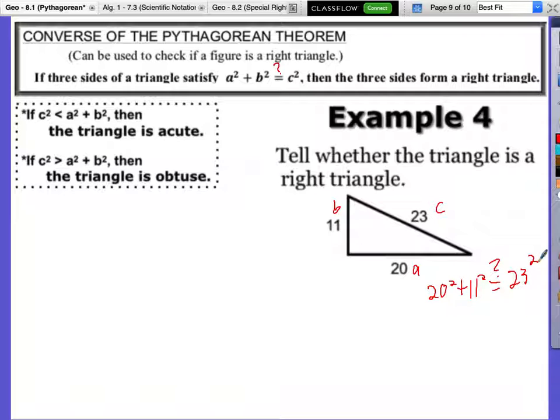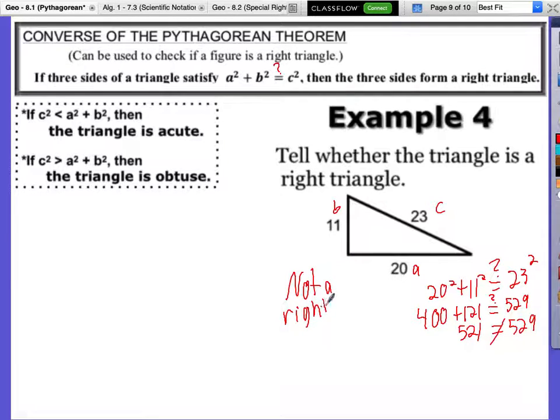20 squared is 400. 11 squared is? What is 23 squared? 529. 400 plus 121 is 521. Does 521 equal 529? No, so is this a right triangle? No, it's not a right triangle. So the answer is no, not a right triangle. And we know that because it did not satisfy this.